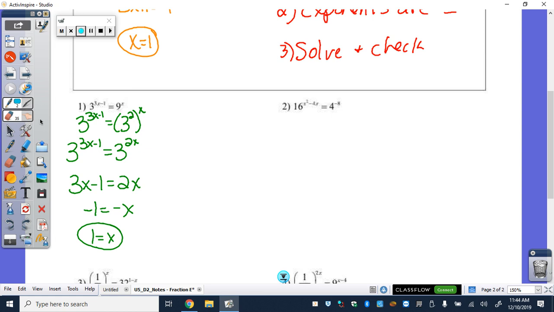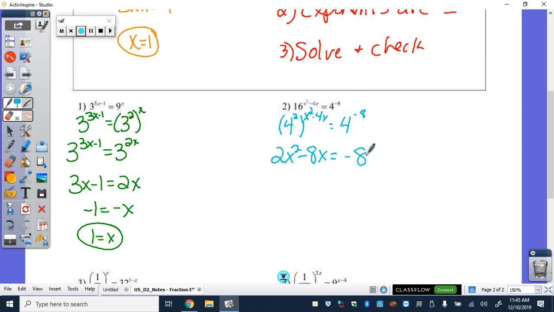So my second example there, I got a base of 16 and a base of 4. How can I rewrite 16? Well, it would be 4 squared. And then it still has that exponent of x squared minus 4x. That didn't go anywhere, it's still there. So then we can multiply our exponents on that 4 over on the left. That gives me 2x squared minus 8x equals my negative 8. Kind of doing 2 steps in one, using my power to a power rule and setting my exponents equal to each other.